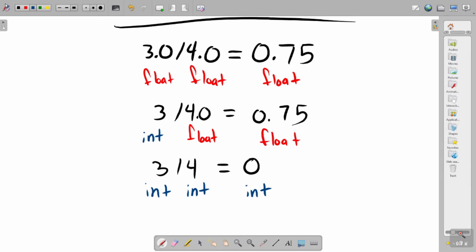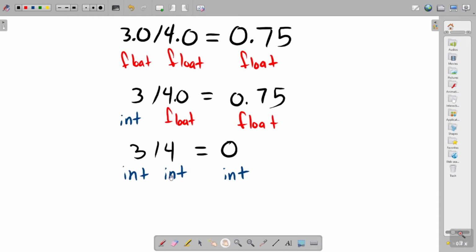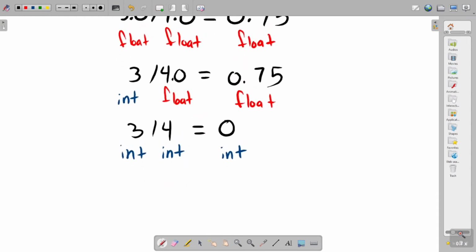And now you might be wondering, why is this 0 and not 1? 0.75 is closer to 1 than it is to 0, right? So it definitely isn't doing something with rounding. And you probably have seen the way that this works before in maybe grade school, but they don't necessarily always do it this way. Now, what we can say about 3 divided by 4 is that it's actually 0. So 3 goes into 4 0 times, and it has a remainder of 3.